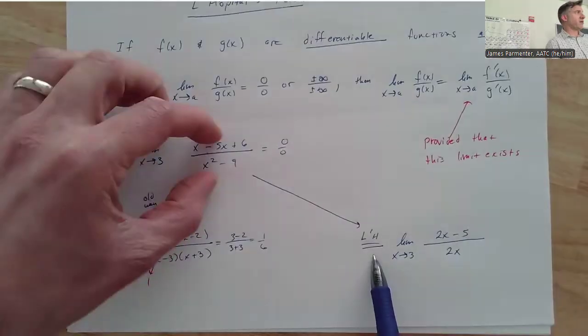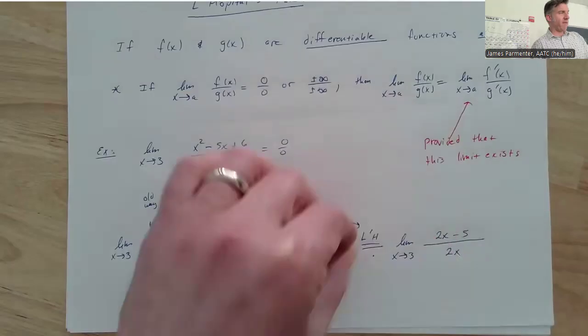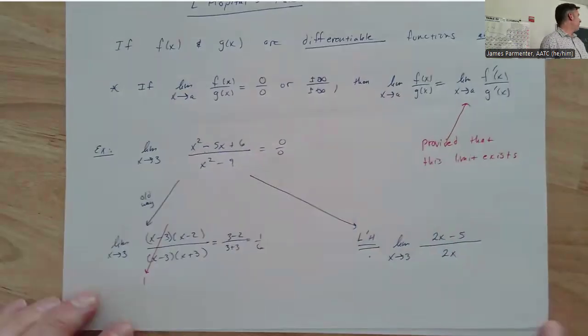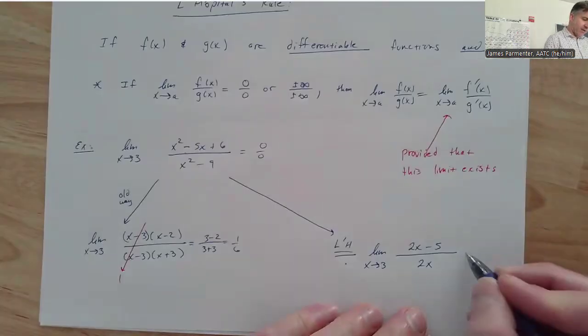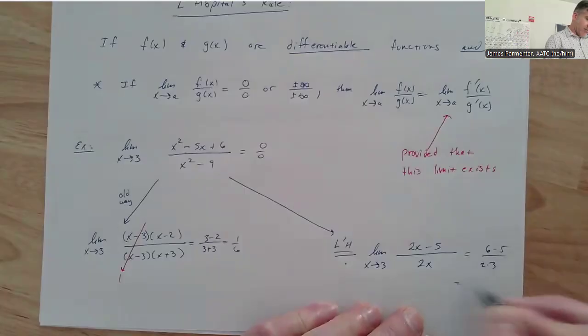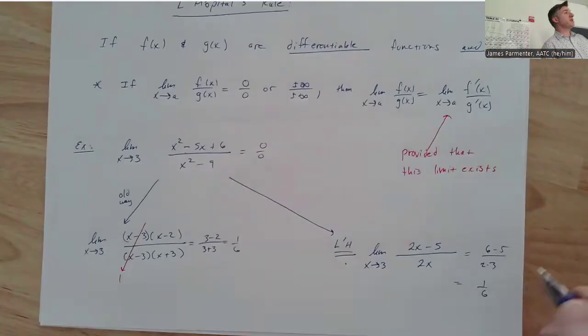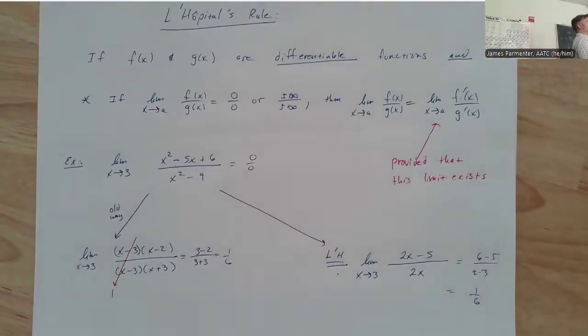I had a 0 over 0 type, and you took the derivative of the top, derivative of the bottom to get the limit of that. And now I ask myself, can I just plug in the 3? So if I plug in 3, I get 6 minus 5 over 2 times 3. I get 1 over 6. The same answer. So the thing about limits is it doesn't matter which way you do it. If you can do it that way, you should get the same answer as someone else that did it a different way. So either way we do this, we get the same result.